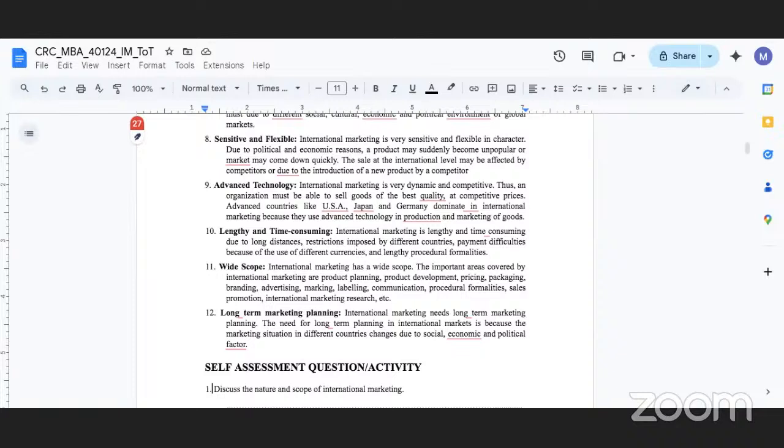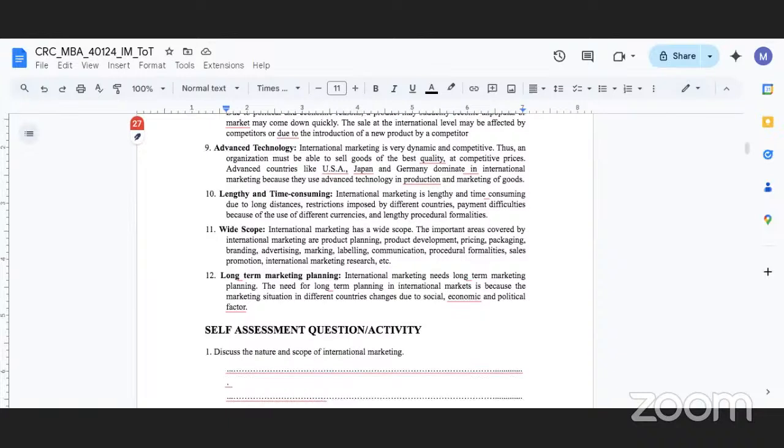So it's also lengthy and time consuming. It's far easier to sell in the domestic market vis-a-vis over long distances. Restrictions are there, and then there are payment difficulties, procedural formalities. For example, if I'm shipping, then I need to get documents from not only the nation where I'm entering into, but there are also a lot of bank documents, shipping documents, approvals, custom duties. All these factors need to be considered before I can sell my product.